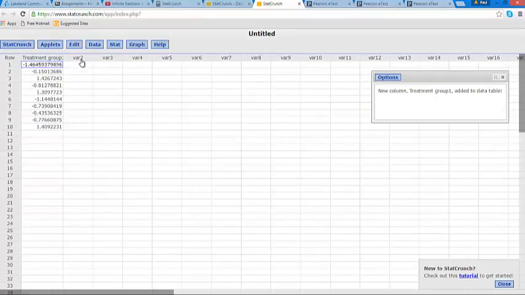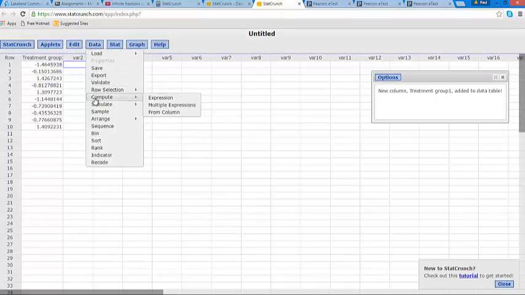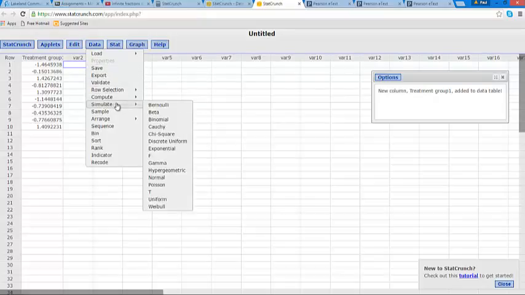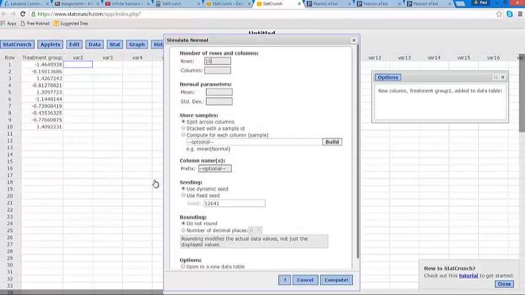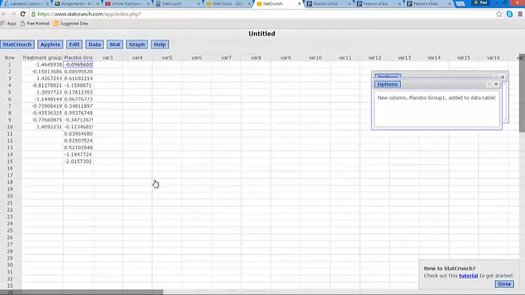There's the treatment group. And now I'm going to go here and do the same thing. I'm going to go Data, and again do a simulation. Normal distribution. This time I'm supposed to have 15 rows. And this is the placebo group. And so there's 15 data values there.